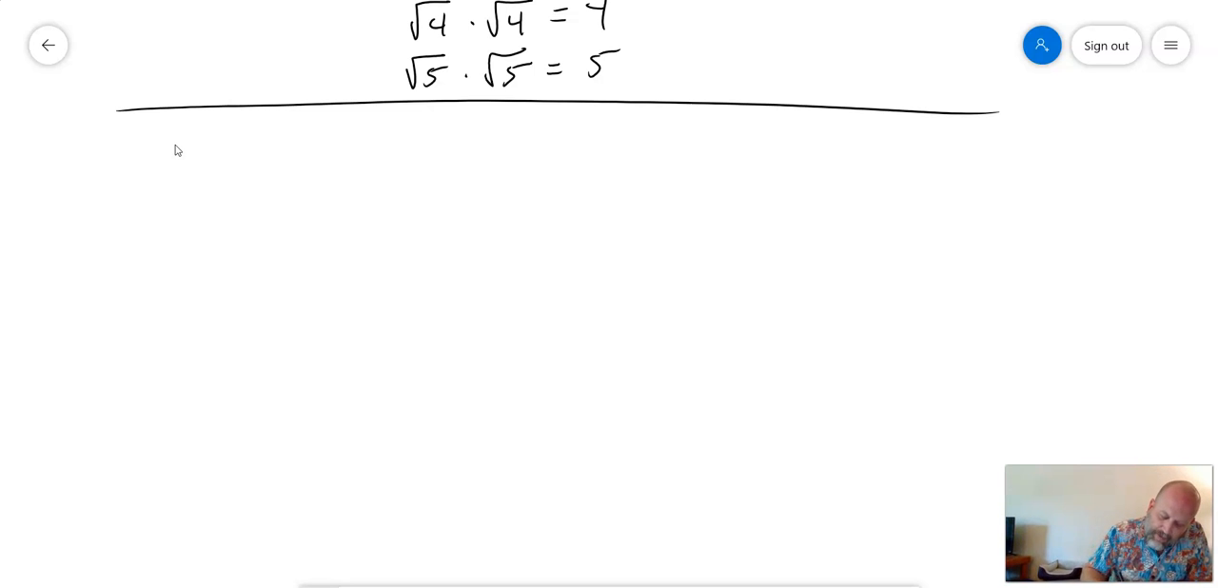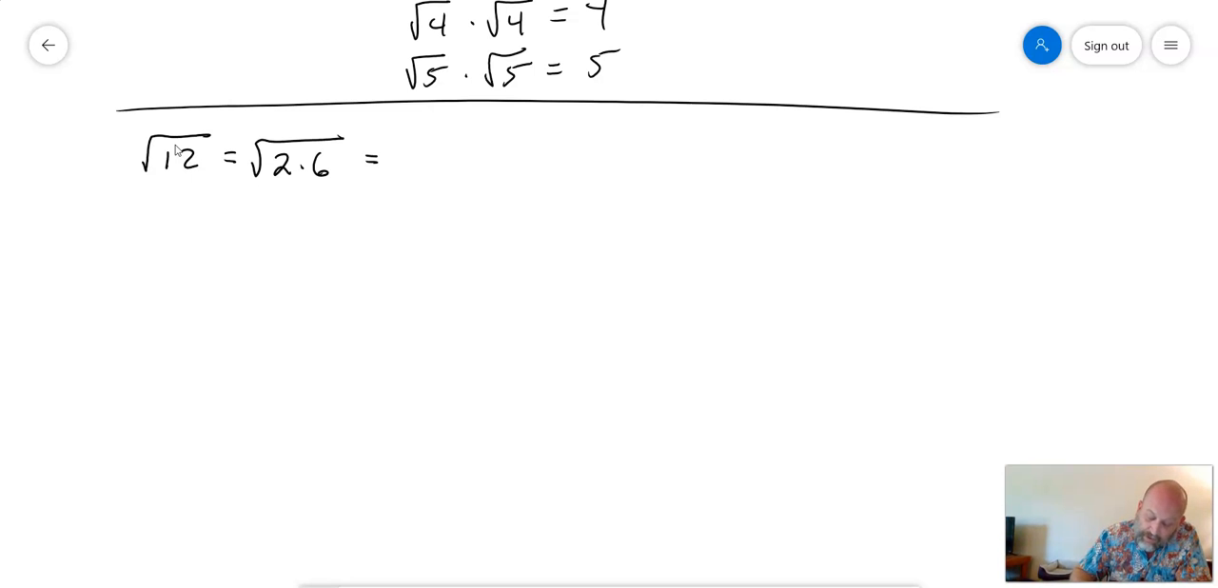So let's say I wanted to find the square root of 12. Now, don't make the mistake of saying it's 144, because that's 12 squared. That's the opposite direction of the square root. So here's what we're going to do. We're going to use that property that allows us to break these up. Now, I know that 12 is 2 times 6. So this is the same thing as the square root of 2 times the square root of 6.